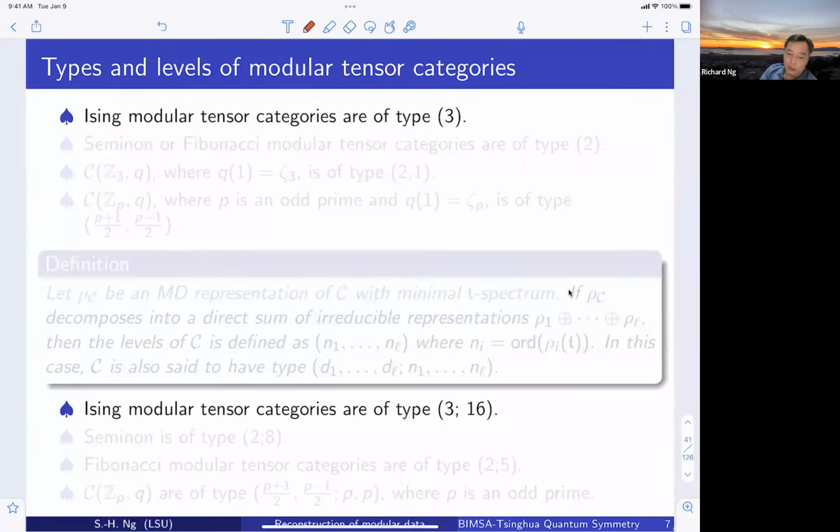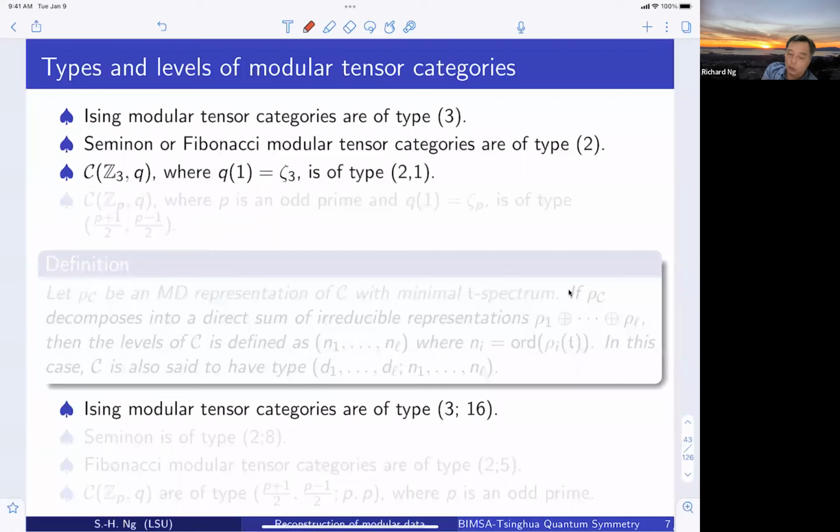So let's take a look at some examples. For example, you have the Ising modular tensor category. There are many of them, because we always include Galois conjugates of a modular tensor category. If you have one, you can always apply the Galois symmetry to get more. So for example, Ising modular categories all have type 3. Here it doesn't say only a 3-dimensional irreducible representation, but we don't know what level it is, what the finite modular group is. For example, semion and Fibonacci modular tensor categories both involve an MD representation of dimension 2, and both of them are irreducible. So this type is pretty simple, one digit only.